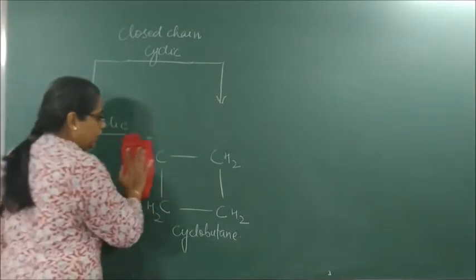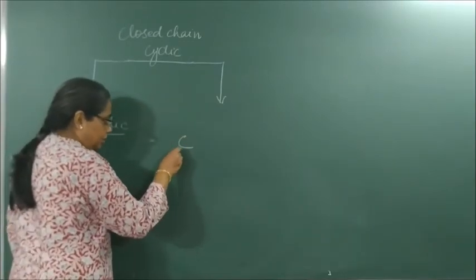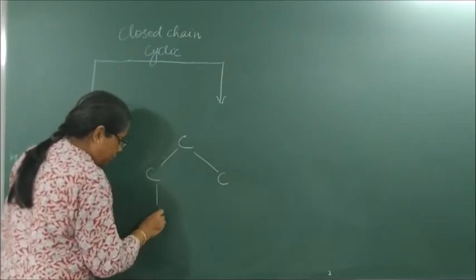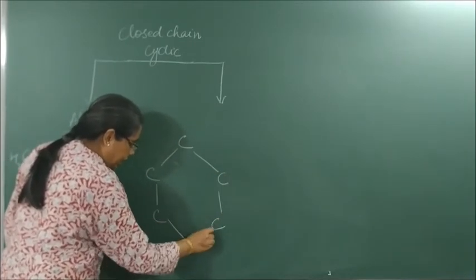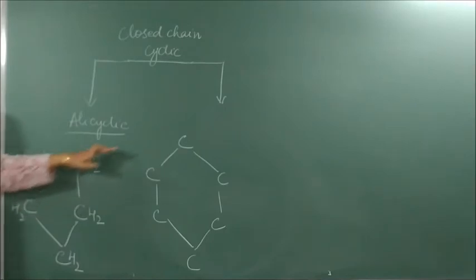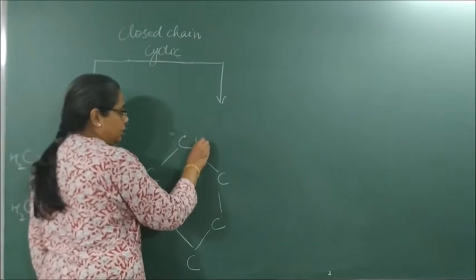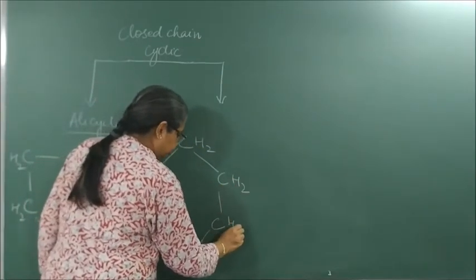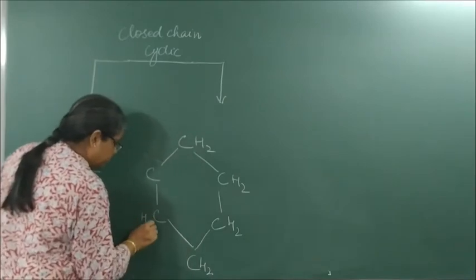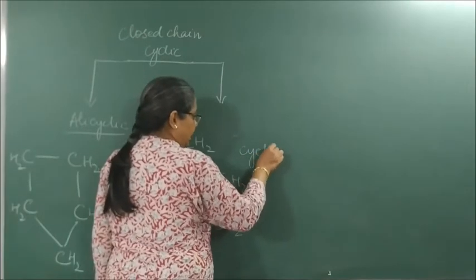I am teaching you how they have done it in your textbook, but you can even draw like this. See, 1, 2, 3, 4, 5, and 1, 6. Correct ring? You can see 1, 2, 3, 4, 5, 6. Now everywhere what should I add? CH2. What will this compound be called? Cyclohexane.